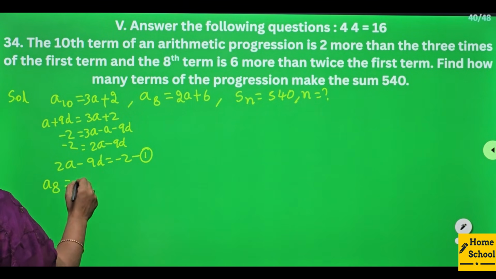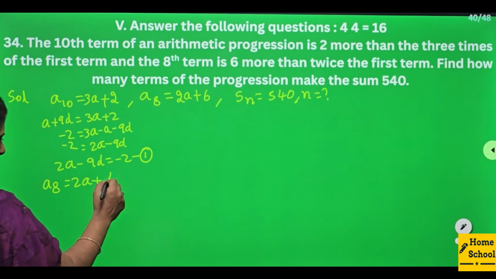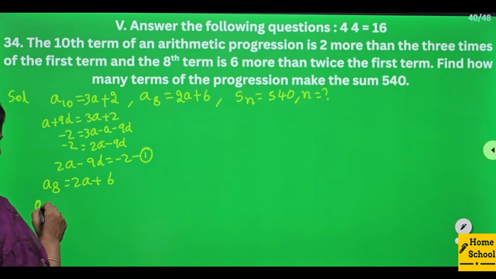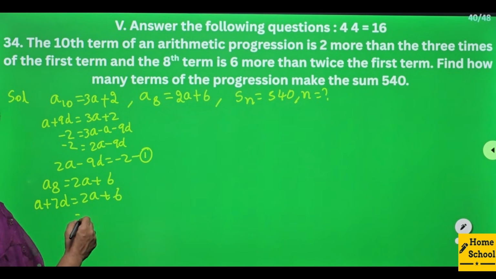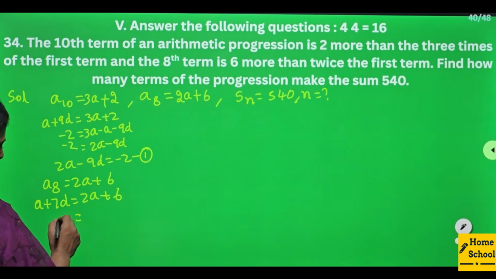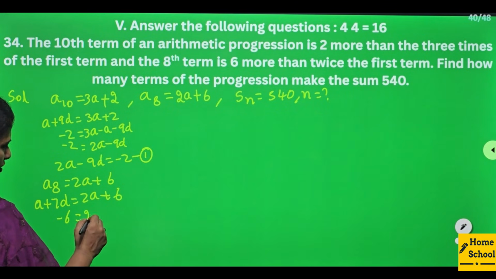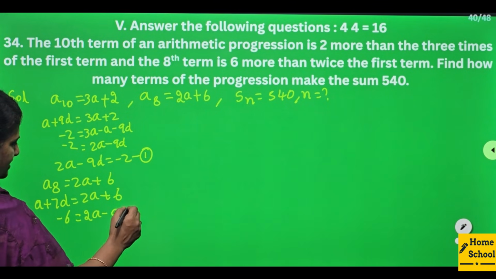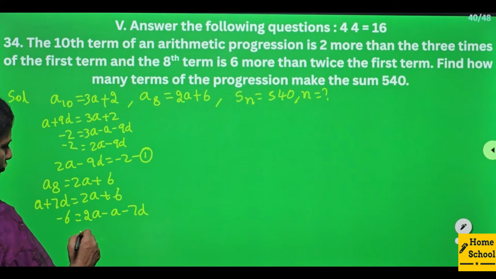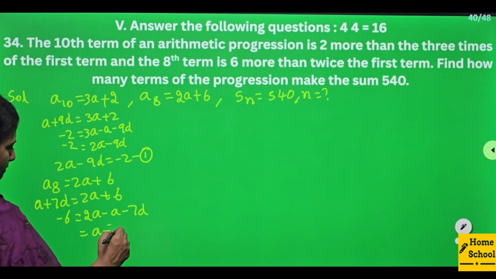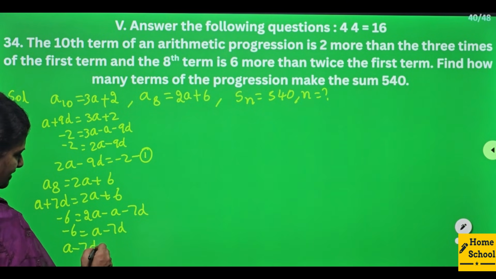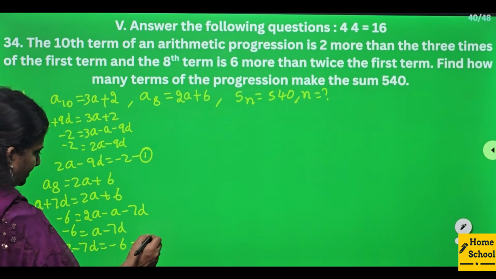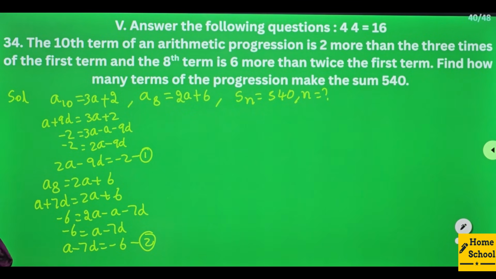Now take this one. A8 is equal to 2A plus 6. Write again in general form. A8 can be written as A plus 7D is equal to 2A plus 6. Send all these terms to this side and 6 to this side. Minus 6 is equal to 2A minus A minus 7D. 2A minus A is A, minus 7D, minus 6. Rewrite this: A minus 7D equal to minus 6. This is your equation 2.